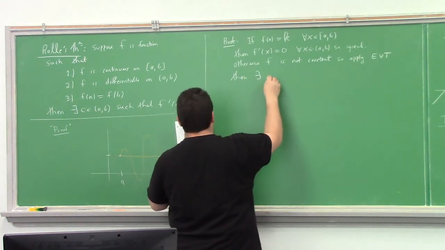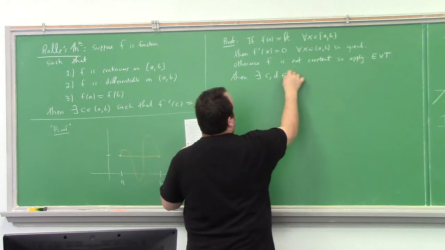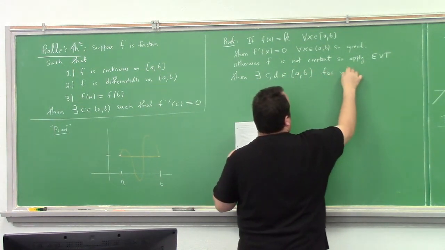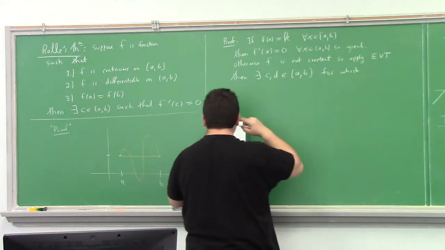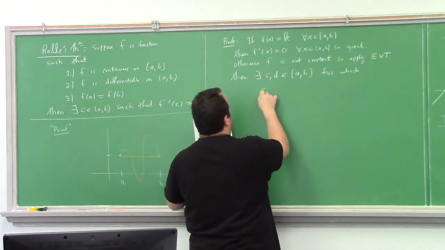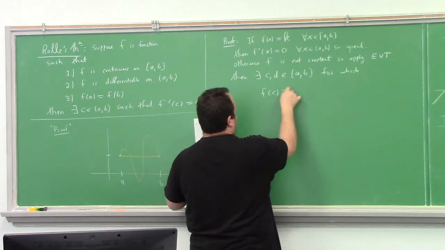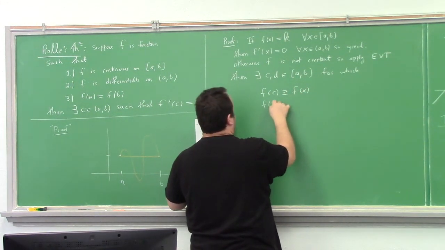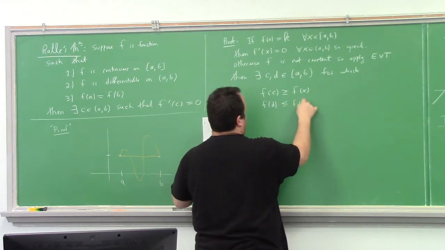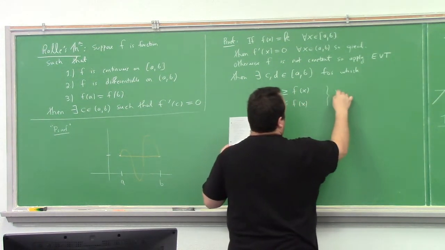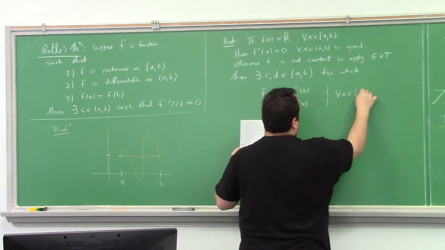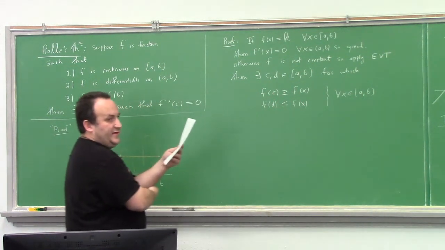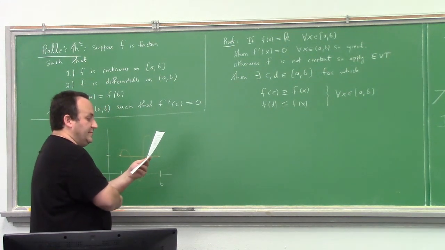let's say, C and D in the closed interval from A to B, for which f of C is greater than or equal to f of x, and f of D is less than or equal to f of x for all x in [A, B]. Right? Since it's continuous, it has to reach a minimum and has to reach a maximum value. Right?